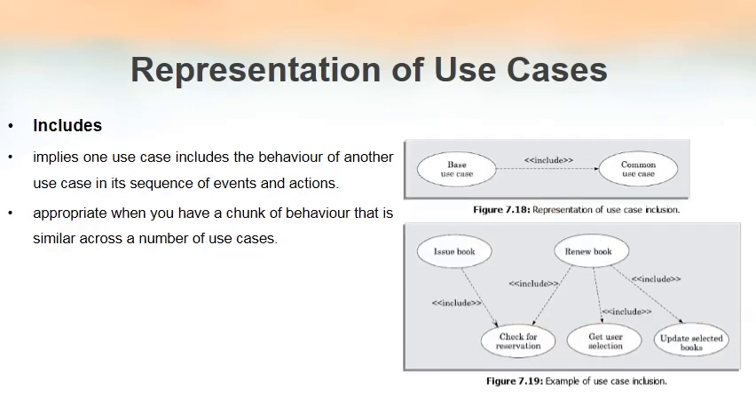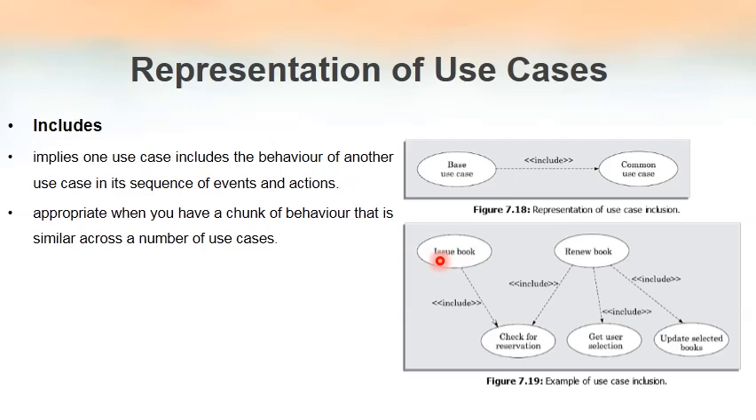Next we have the includes relation. This relation implies one use case includes the behavior of another in its sequence of events and actions. For example, suppose issue book is one use case. Okay, this is one action. If this action has to be performed, it also includes the check for reservation use case.